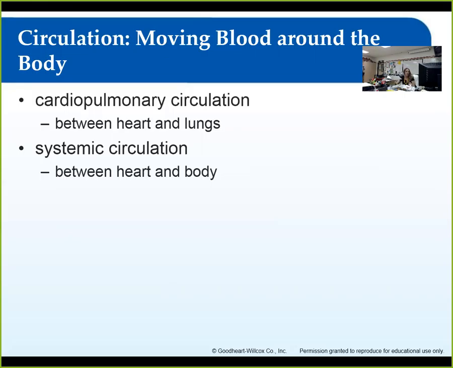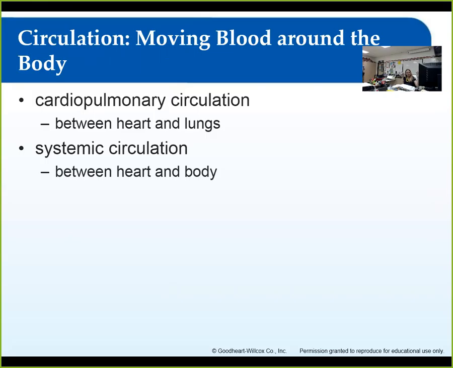All right, so moving blood around the body: cardiopulmonary circulation, heart to lungs, okay? So heart to lungs and back. Systemic circulation is between the heart and the body. So basically, you guys just learned the flow of blood through the heart. Cardiopulmonary circulation virtually starts with the right atrium and ends at the, I would say left atrium, I guess, or ends with the pulmonary vein.